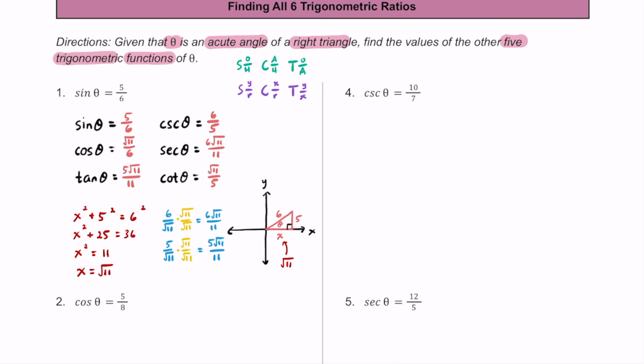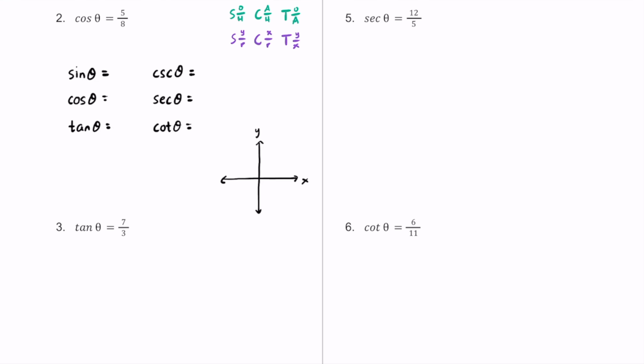All right, here is number 2. For number 2, we have cosine of theta is equal to 5/8. So we'll go ahead and just write that in for cosine of theta. That's one of them that we're given. And then if we have 5/8 for cosine of theta, then secant of theta is the reciprocal. So this one's nice. We can just write 8 over 5.